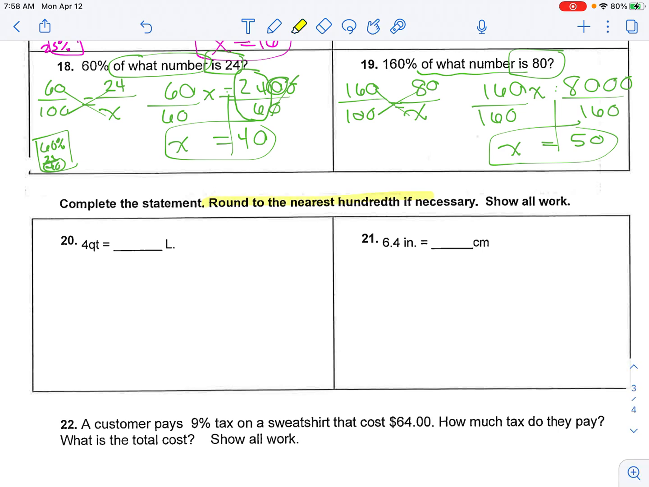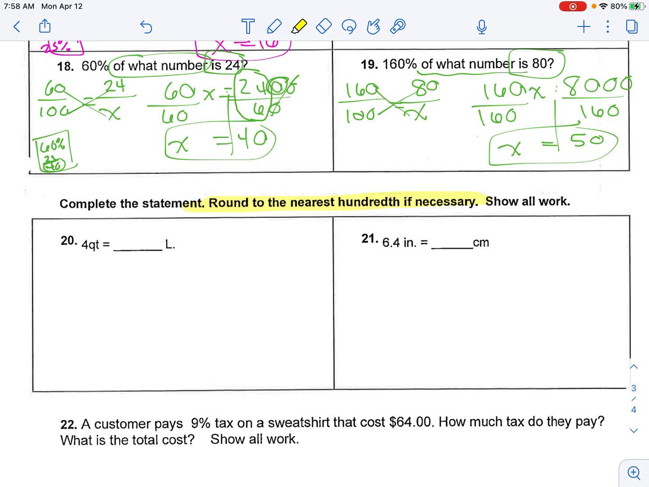Okay, complete the statement. Round to the nearest hundredth. Yes, you will get points taken off if you don't round to the nearest hundredth. So we do not want to get in the habit of writing 3, 4, 5, 6, 7 digits past the decimal. When you get that many numbers, that number starts not making any sense at all. So we definitely want to round to the nearest hundredth.